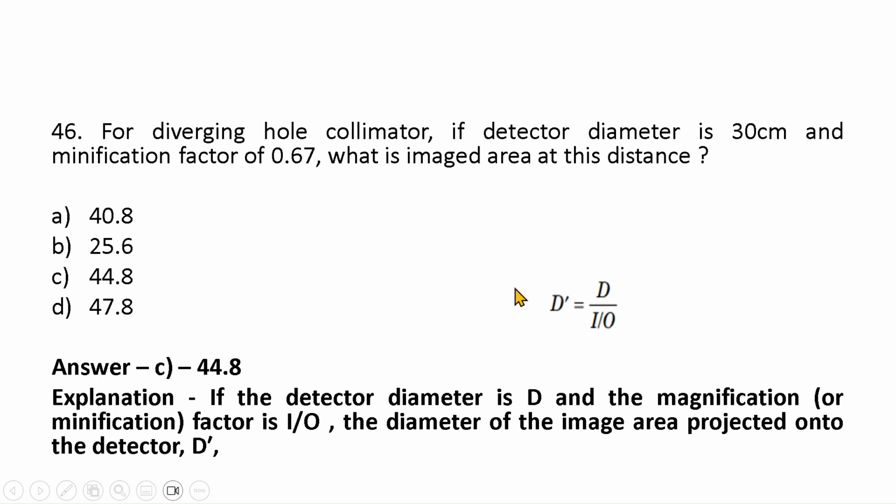So for the diverging hole collimator, as we already know, the imaged area is greater. Previously the imaged area was 30 centimeter and the minification factor is 0.63. If you put these values in this, the D will be 30 and the factor 0.63, the imaged area will be 44. As we have already practiced in the MCQs, in case of a diverging hole collimator, overall there will be an enlarged field of view, which you can see from here also. Previously the detector diameter was 30 centimeter, but because of the diverging hole collimator, the resultant diameter is 44.8.